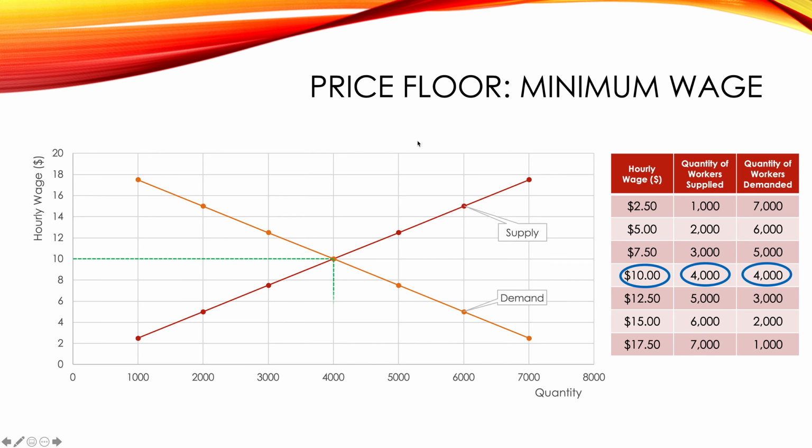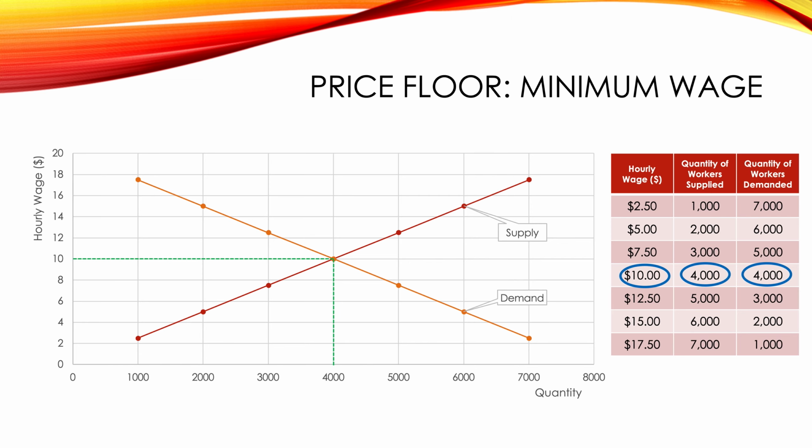So let's look at our market equilibrium hourly wage. The market equilibrium hourly wage is $10 per hour, right there, right? X marks the spot. And at that equilibrium wage, 4,000 workers want to work, and firms want to hire 4,000 workers. So there is an equilibrium here, right? There's no shortage, there's no surplus.